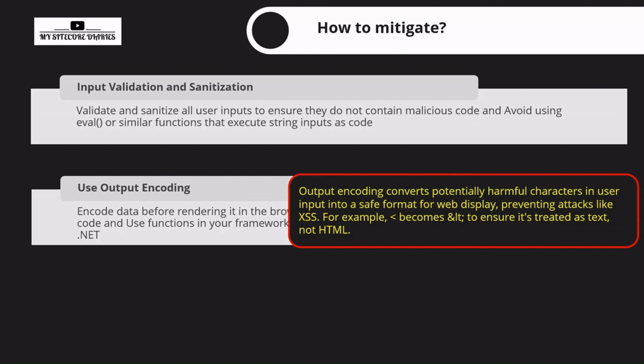So what is output encoding? Output encoding converts potentially harmful characters in user inputs into a safe format for web display, preventing attacks like XSS. For example, a less-than symbol will become &lt;. Similarly, this method will encode your output. So try to encode your output, as that will help against XSS attacks.